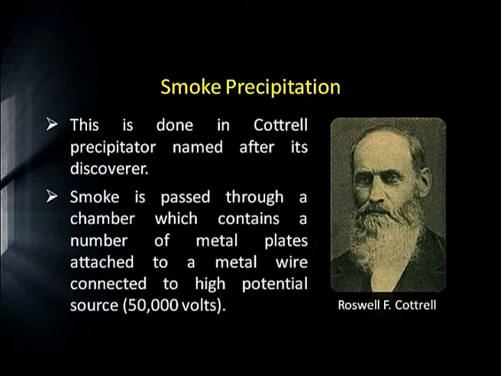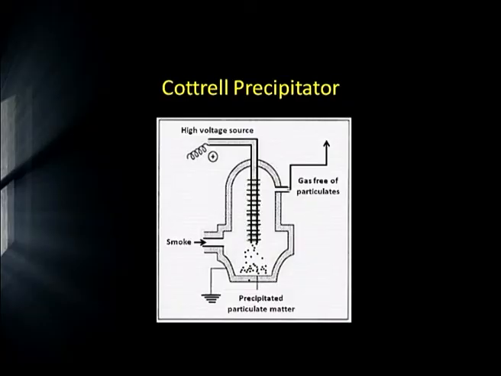The smoke is passed through a chamber which contains a number of metal plates or electrodes attached to the metal wire connected to a high potential, which is about 50,000 volts. You can see the construction of the Cottrell Precipitator. The central wire here is maintained at high voltage. The outer compartment is connected to the earth.